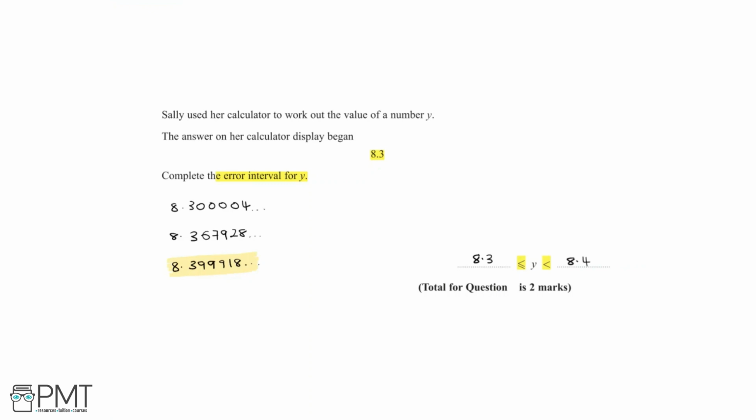And so we've found that the error interval for y is that y is greater than or equal to 8.3, but less than 8.4. And so we get 1 mark for correctly finding 8.3 and writing this on the left hand side. And we get the 2nd mark for correctly finding 8.4 and writing this on the right hand side, allowing us to get the full 2 marks needed in this question.